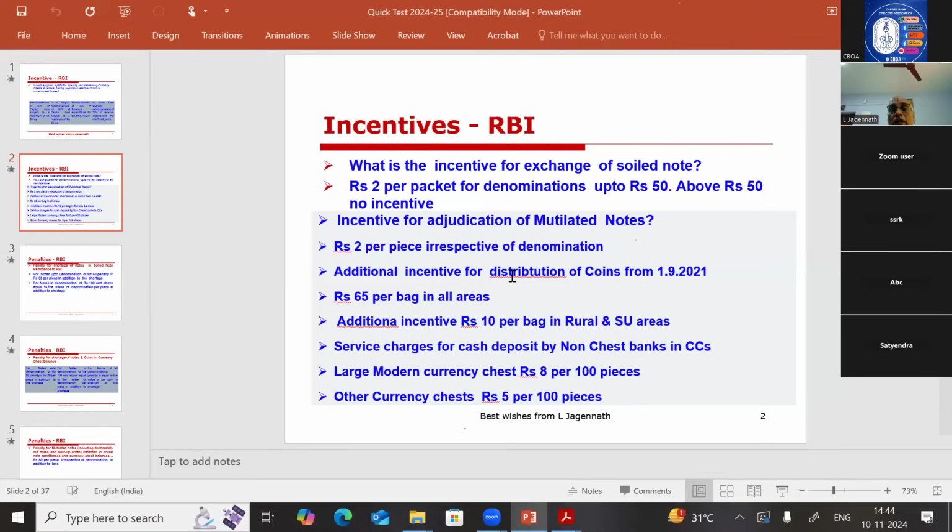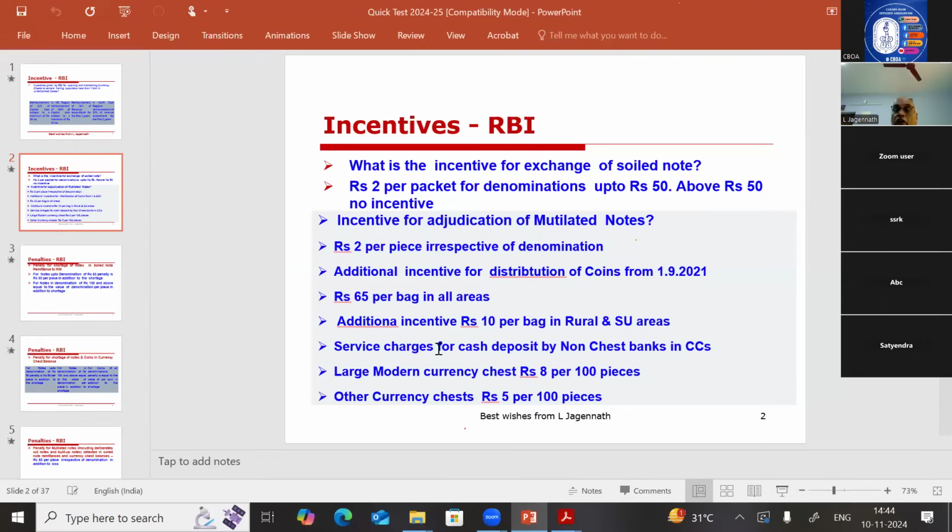Additional incentive for distribution of coins from 1/9/2021. In all types of branches, whether it is rural area, semi-urban, urban, or metropolitan area, banks will get an incentive of rupees 65 per bag in all the areas. On the other hand, if it is distributed through rural and semi-urban areas, banks will get an additional incentive of rupees 10 per bag. That means in a rural area, banks will get 75 rupees. In a semi-urban area, banks will get 75 rupees. In all other areas, banks will get only 65 rupees.